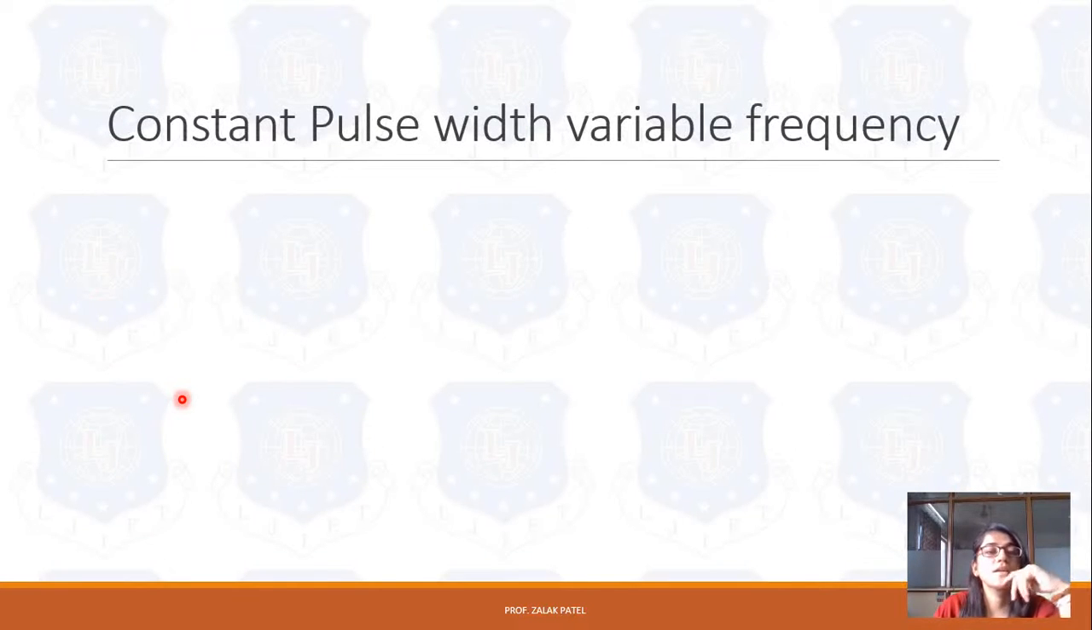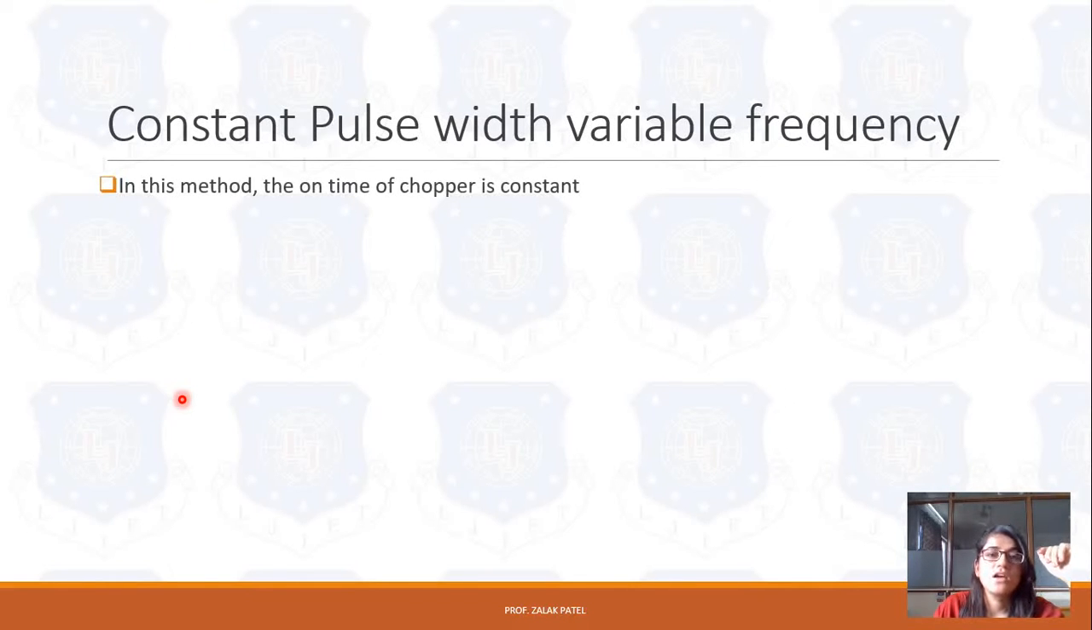Now moving towards the next technique, that is constant pulse width variable frequency. In this method, the on time of the chopper is constant. In the previous method, the frequency is constant; in this method, the on time is constant. If you compare, in the previous method the on time is variable but the frequency remains constant, and that's why in the previous method we can say the duty cycle is affected because the on time is not constant. But over here the on time is constant, so the duty cycle is generally not affected.